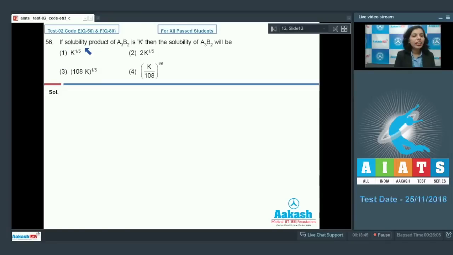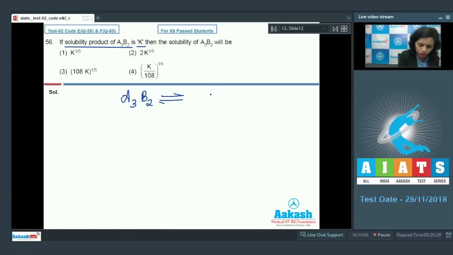Question number 56 is given here. If the solubility product of A3B2, a salt, is K, then the solubility of A3B2 will be. Solubility product is given for this particular salt, that is K, and on the basis of this you just have to find out the solubility also.